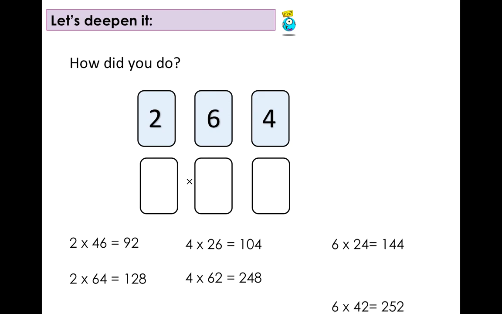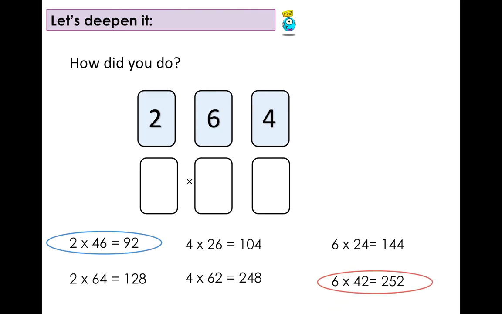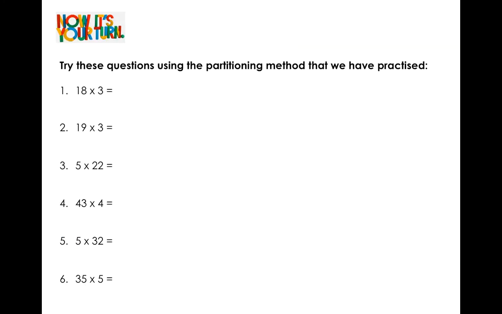Finally, in my last 2 questions, I did the 6 and I did 6 times 24 and 6 times 42. So I swapped the 10s and 1s around. And then my smallest answer was 92 and my largest answer was 252. Okay, brilliant. So guys, we've got 6 questions to have a go at using that partitioning method.